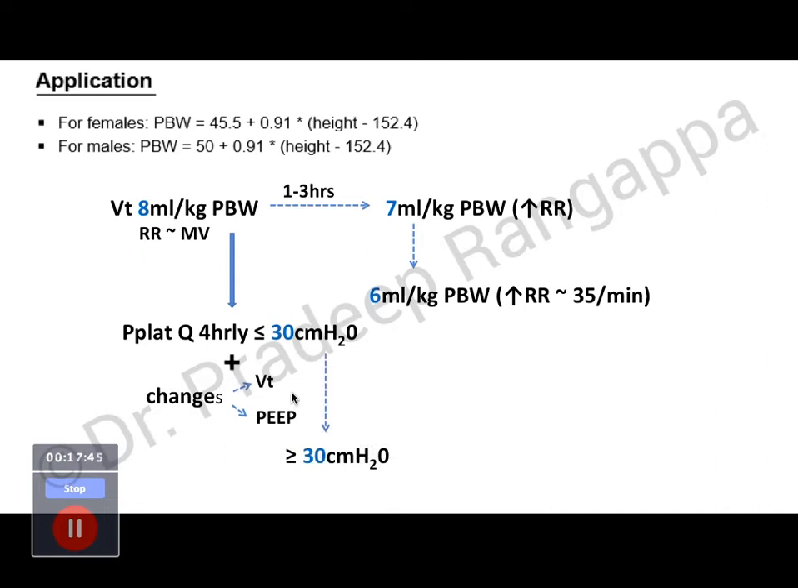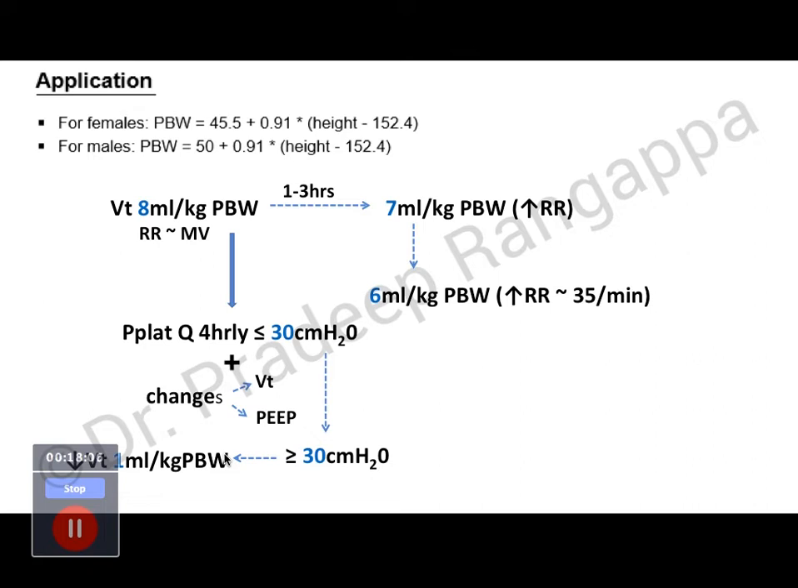And if P plat is more than 30 centimeters of water, as you see, the tidal volume has to be further reduced to 5 ml or 4 ml per kg body weight. So the target for you is P plat. If P plat is more than 30, it means your whole task cut out for you is to start reducing tidal volume up to 4 ml.